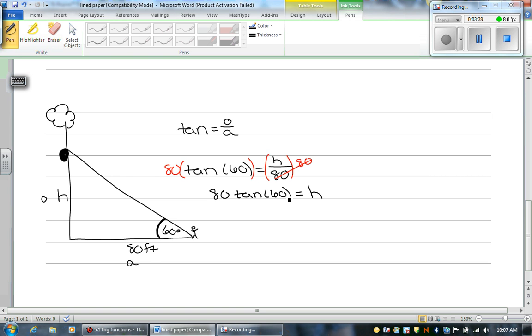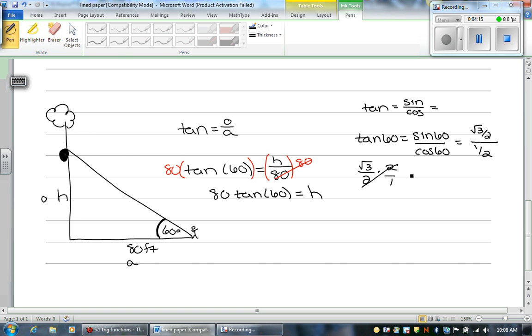So how do we find this value? Well, we know a few things. We know tangent of 60 based off of our chart and our unit circle. Again, tangent is sine over cosine. Tangent of 60 is sine of 60 divided by cosine of 60. Sine at 60 degrees is the square root of 3 over 2. Cosine at 60 degrees is 1/2. Complex fractions, we know we multiply by the reciprocal. So square root of 3 over 2 times 2 over 1, we get square root of 3. So this is essentially 80 times the square root of 3.